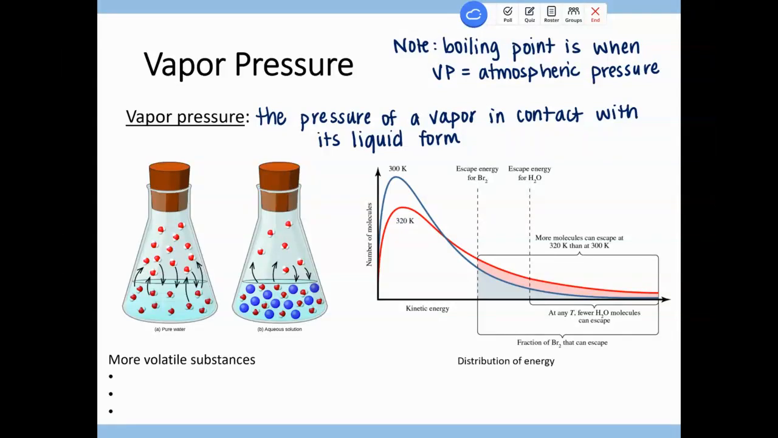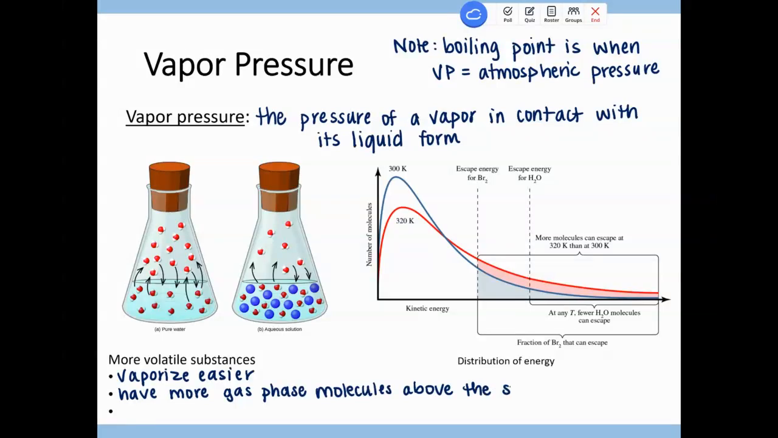But in general, more volatile substances, and volatile means it vaporizes easier, vaporize more easily, which means they have more gas phase molecules above the surface of the liquid, which means they have a higher vapor pressure.